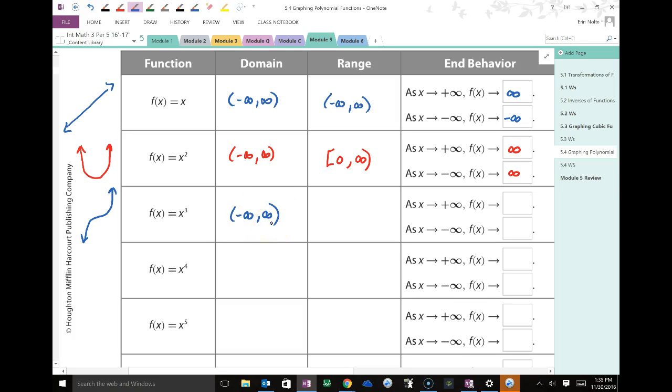Okay, what is my range? What's the lowest y value to the highest y value? What about my end behavior? As x approaches positive infinity, what's my y value doing? F of x approaches positive infinity. And if we look at the left side, what's the left hand going to? Negative infinity.